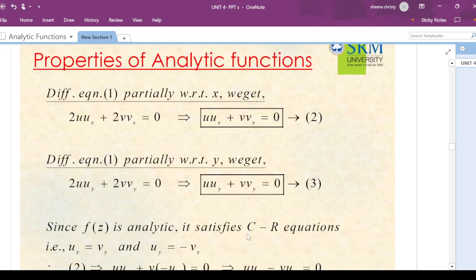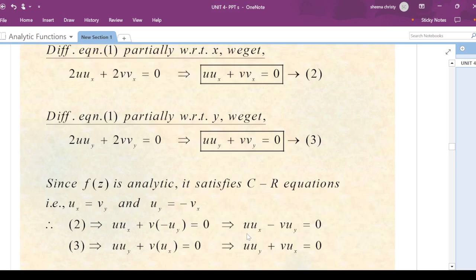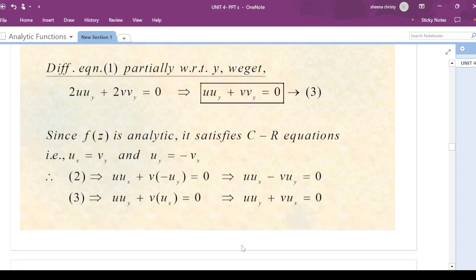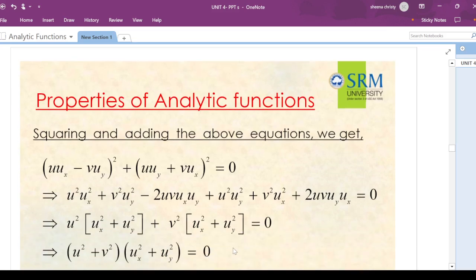Since f of z is an analytic function, it satisfies the CR equation. So ux equal to vy and uy equal to minus vx. Now, by substituting this relation in the first equation, we are going to rewrite vx in terms of u. So u ux minus v uy equal to 0. In the second equation also, we are going to write vy equal to ux. So the two equations we are converting in terms of u itself. Now, by solving these two equations, you will get (u square plus v square) into (ux square plus uy square) equal to 0.